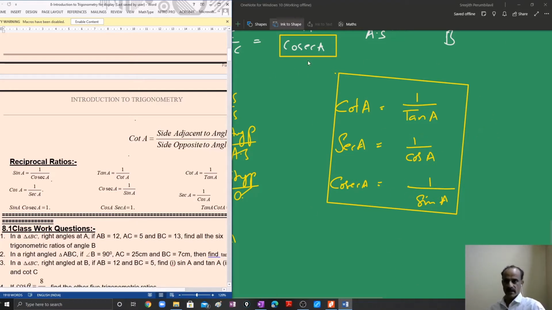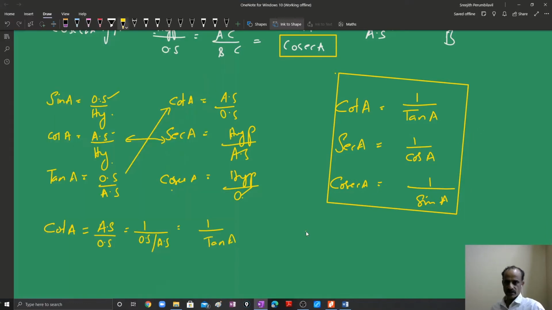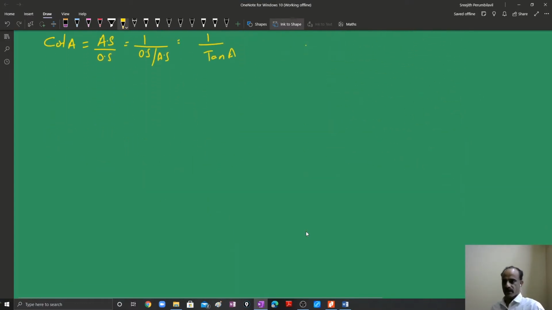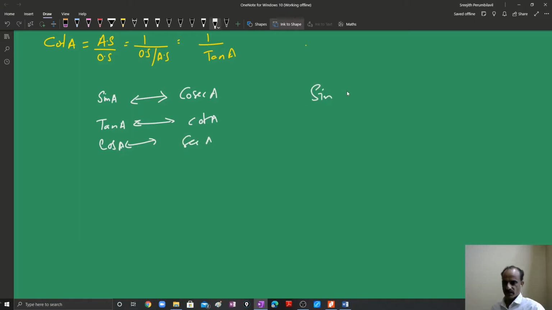You should learn it now itself; you don't have a second chance. I repeat the whole thing: sin A and cosec A are reciprocals. Tan and cot are reciprocals, and similarly cos A and sec A. Simply speaking, sin and cosec, cos and sec, and tan and cot.